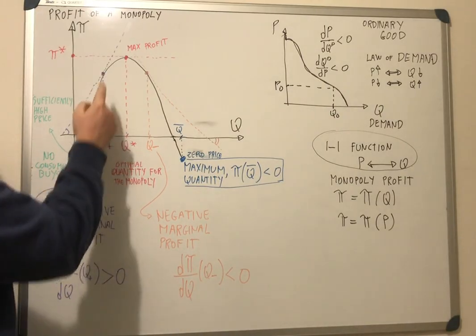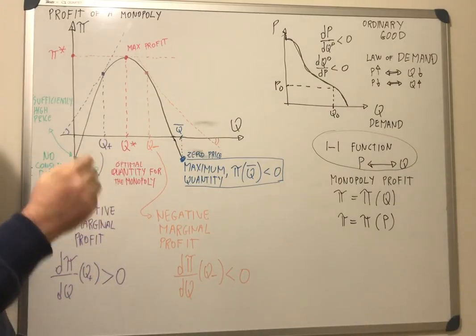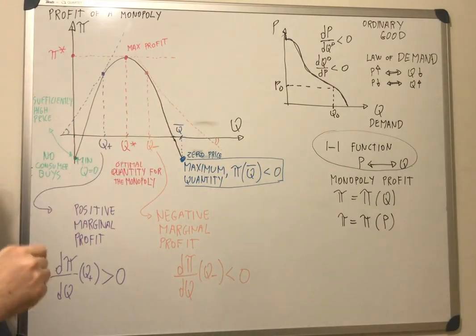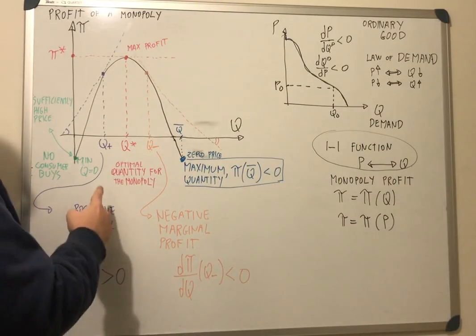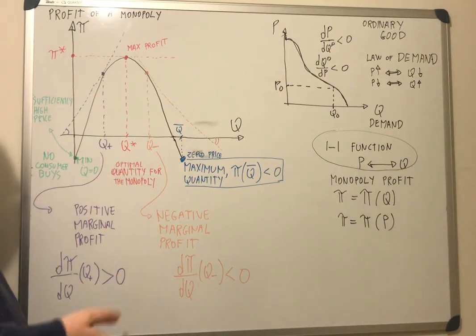So at this point here, the monopoly sits down and thinks, what if I push my price down so that my quantity goes up, and consumers will buy one more unit of the good? Is this a good idea? And because this is positive here, it is a good idea. If you do this, the monopoly increases its profit.